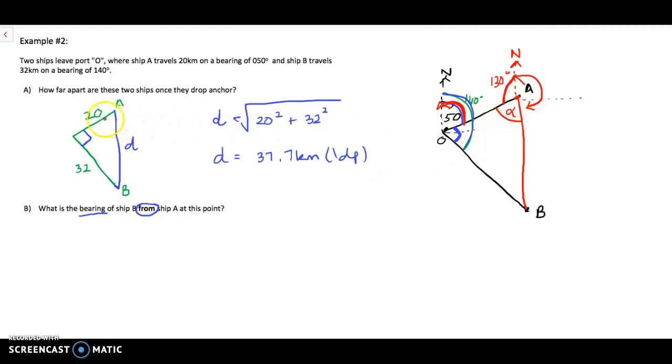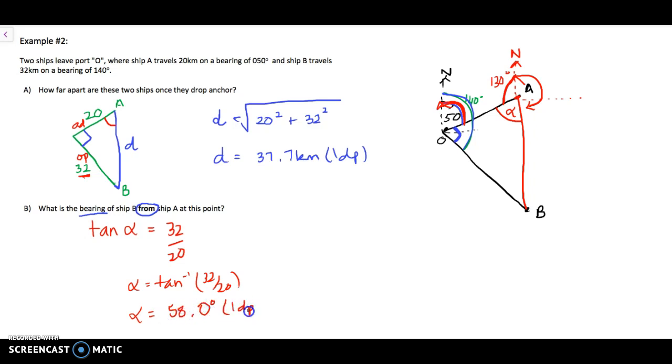Now, going back to my diagram here, if I want to find that angle, I can use the two sides I know, the opposite side and the adjacent side. So I'm going to use the tan ratio. So the tan of angle alpha is 32/20. So I'm going to inverse tan, or arctan, that fraction to find out my angle alpha, which is 58.0 degrees rounded to one decimal place.